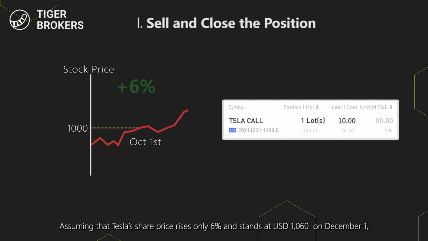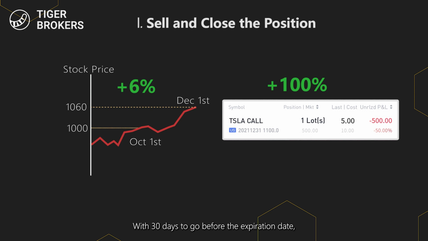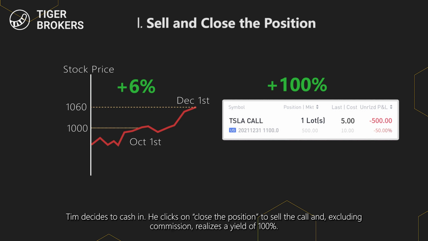Assuming that Tesla's share price rises only 6% and stands at $1,060 on December 1st, Tim finds that the call is now worth $2,000, a rise of 100% over the purchase price. With 30 days to go before the expiration date, Tim decides to cash in. He clicks on Close the Position to sell the call and, excluding commission, realizes a yield of 100%.